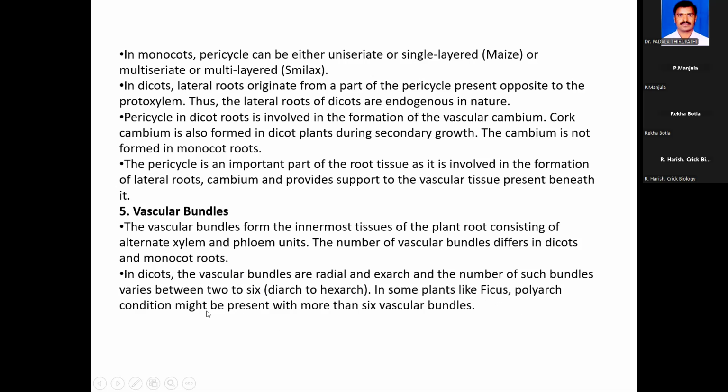So this point is also important. Generally in dicots, it is 2 to 6, the exarch condition, but the polyarch condition is also seen in the Ficus. This is an exceptional case, where more than 6 vascular bundles are seen in the Ficus. Here these vascular bundles are radial and exarch. Exarch means the protoxylem is towards the outside and the metaxylem towards the inside.